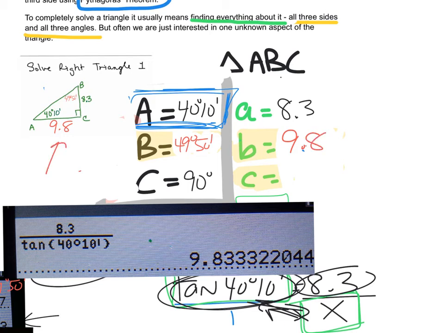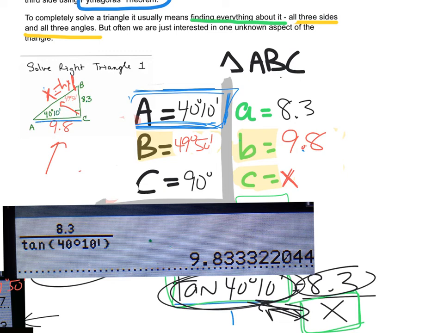So now I'm almost done. I figured out what angle B was, I figured out what side B is. Now remember, to solve a triangle means you need to know what all three angles and all three sides are. So my last step is going to be to find little c, which is the side opposite angle C, which in this case happens to be the hypotenuse of the triangle. And I can go about solving for c in two different ways, and I'll show you each way.